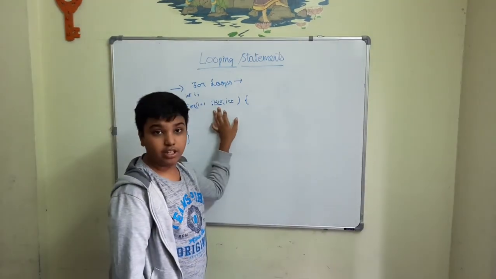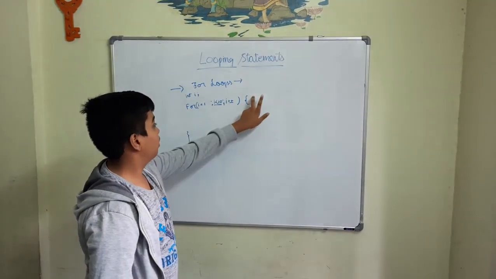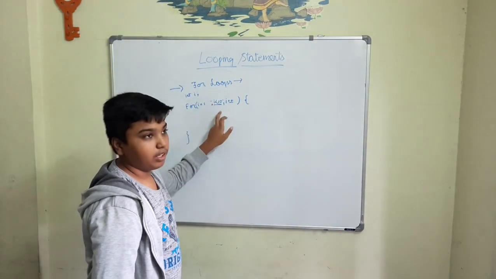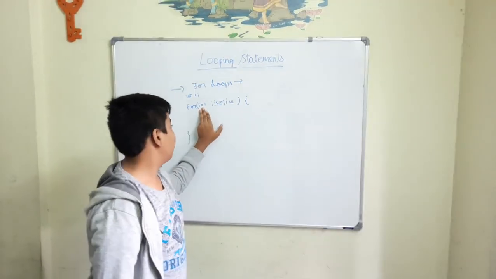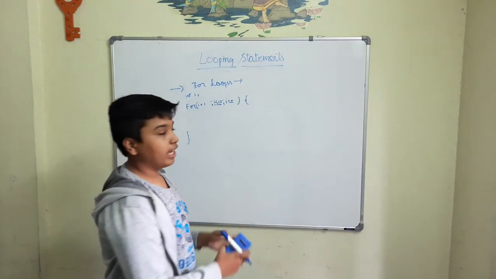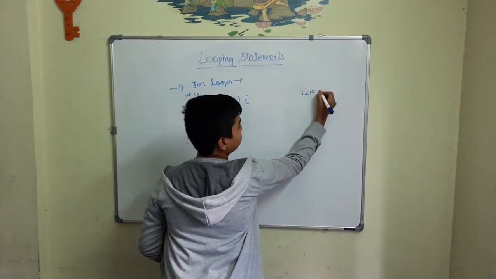And this is the condition it will check each time it's iterated. Iterated means each time it goes from here and runs back again. So i is less than 10. First the value of i is 1. So it will check i is less than 10.